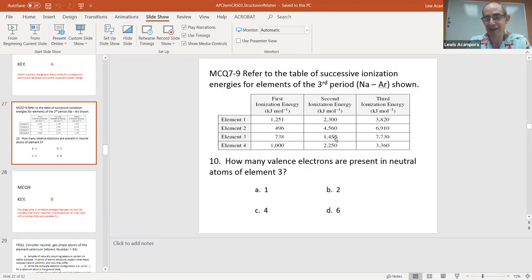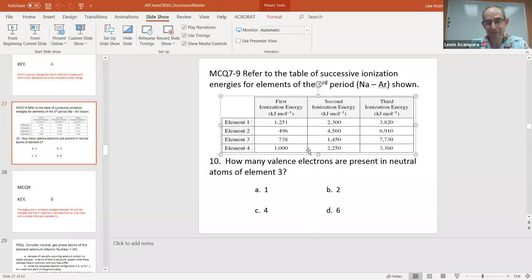The second ionization energy requires about twice as much energy, and that is consistent because now we're removing a negatively charged electron from a particle that already has a positive charge. Jumping to the third ionization energy takes over five times the energy from the second. So there's a big jump between the second and third. And this tells us not only are we removing an electron from a particle that's got a charge of plus two, but we're taking it from an inner shell. And this would tell us that there are two valence electrons in element three.